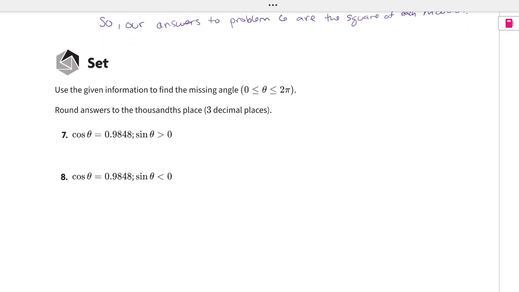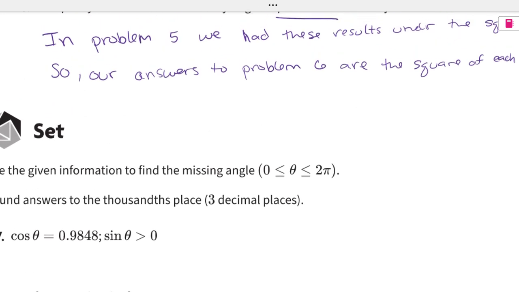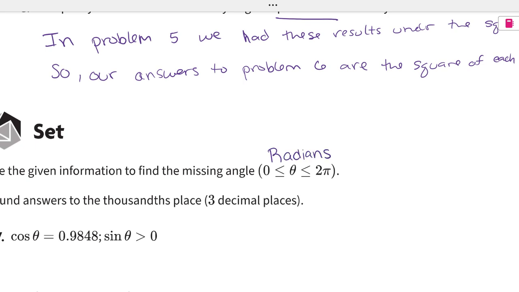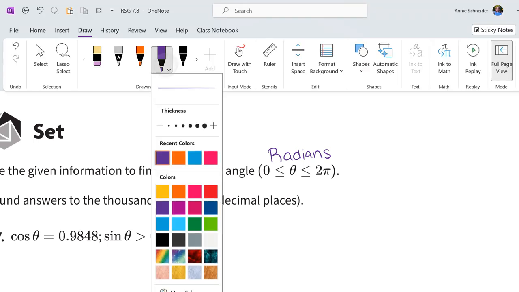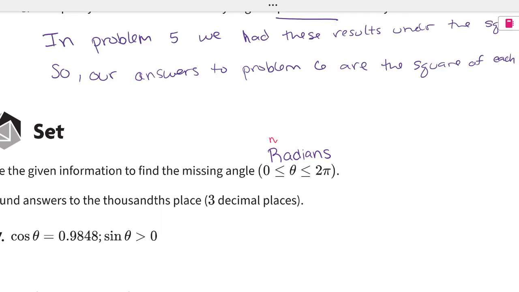Our set of questions. Use the given information to find the angle between 0 and 2 pi. Round answers to the thousandth decimal place. So between 0 and 2 pi, it wants us working in radians, right? So that's giving us our answer in radians. Make sure your calculator mode is in radians.